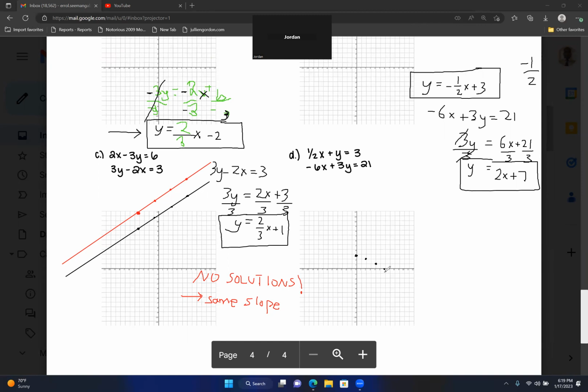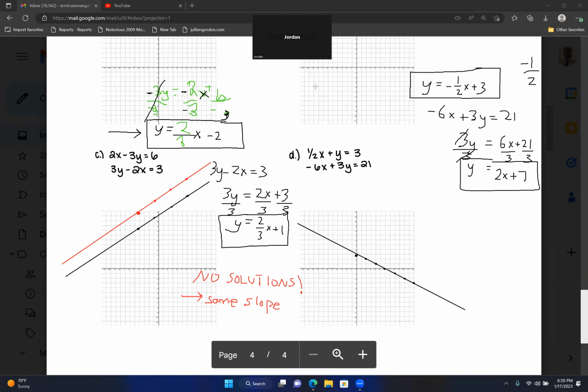Let's do a couple more. Down 1, to the right 2. Down 1, to the right 2. Okay, so there's your first line. Let's draw that line. Something like that. There's your first line, right?